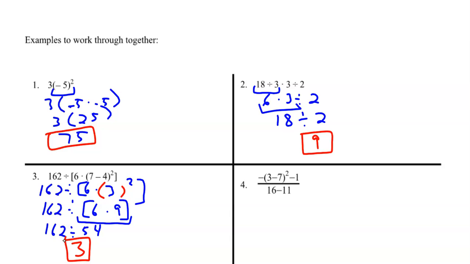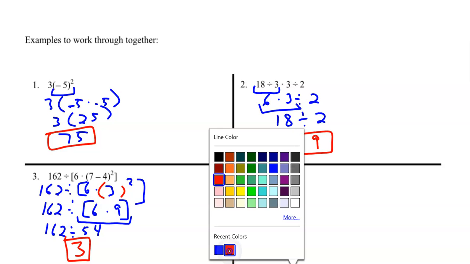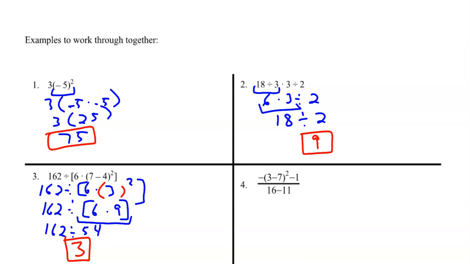Moving on to number 4. The minus signs can be tricky. But just remember, again, those happen in the order of operations. So the first thing I see here is a grouping of 3 minus 7. So I'm going to do this part first. Right here. That's the first thing I want to do.